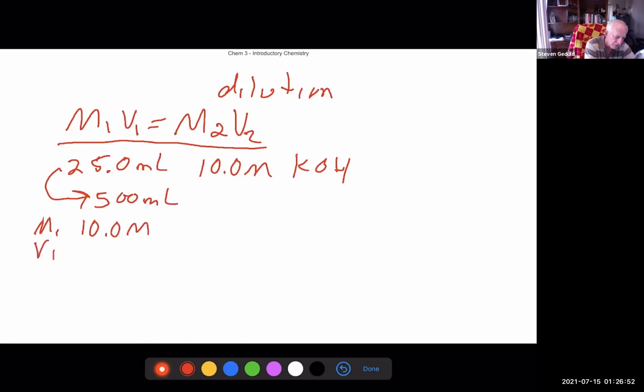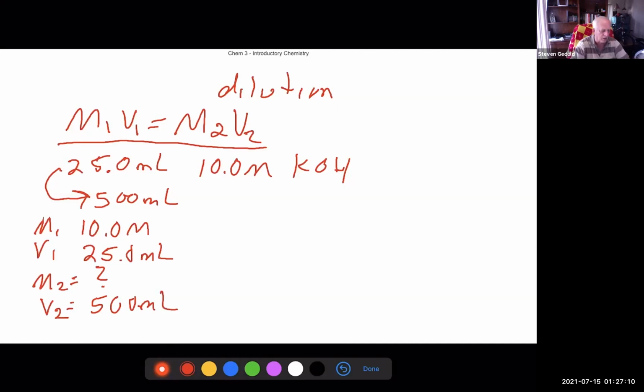V1 is your initial volume, which is 25. The final molarity is what you need to know, what we're looking for. And the final volume was the volume we brought up to, total 500 milliliters. Now, you make sure all the units are the same, milliliters and milliliters, and we're good there, and molarity. So we're looking for M2.